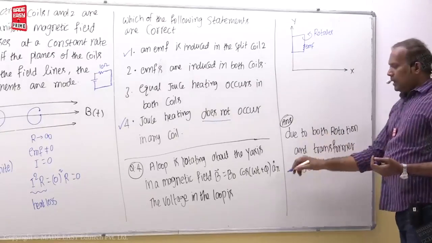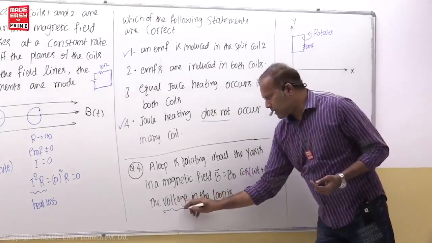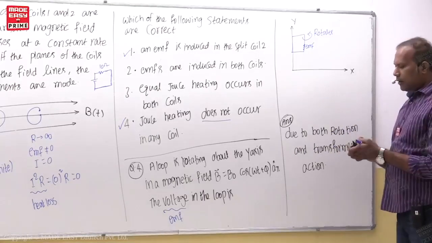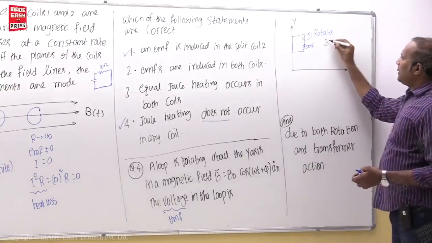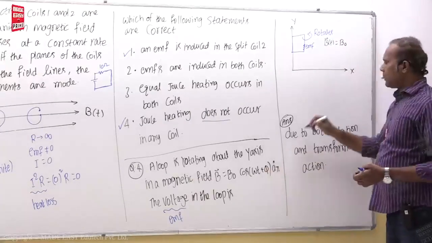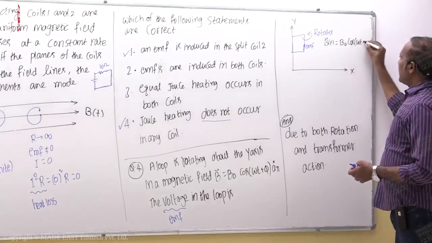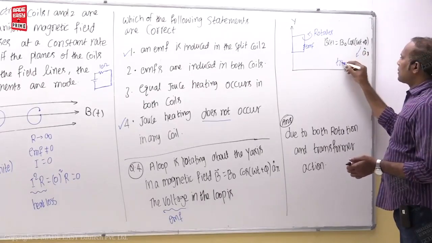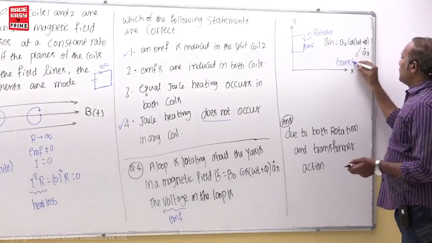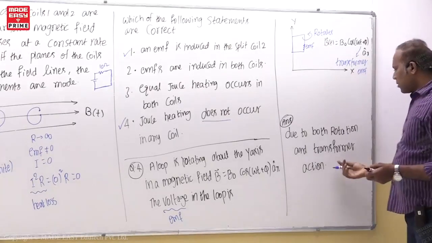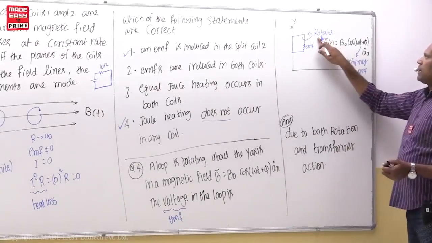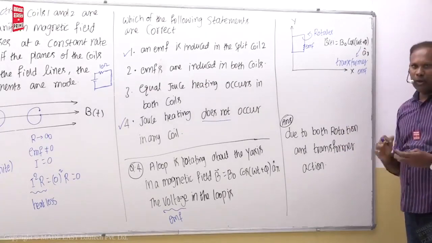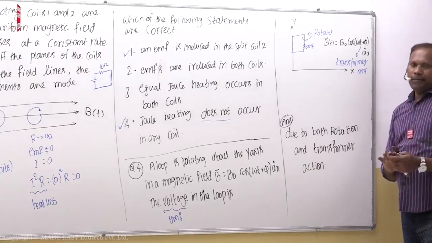The voltage, that means EMF in the loop, is due to the rotation effect, and also he has given the field B of t. It is a function of time: B naught cos of omega t plus pi, a x cap. So it is a function of time here. If it is a function of time, then transformer EMF is also induced. So transformer action is also present, and rotation effect, that is motional effect, is also present. So motional EMF as well as transformer EMF both are present. This is case 3 of Faraday's law.